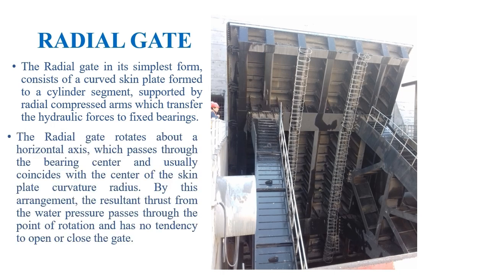The radial gate rotates about a horizontal axis, which passes through the bearing center and usually coincides with the center of the skin plate curvature radius. By this arrangement, the resultant thrust from the water pressure passes through the point of rotation and has no tendency to open or close the gate.